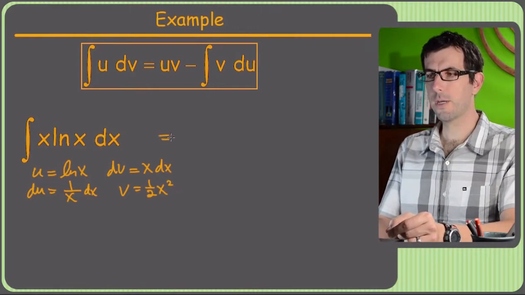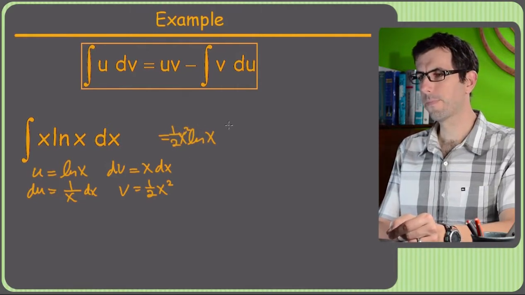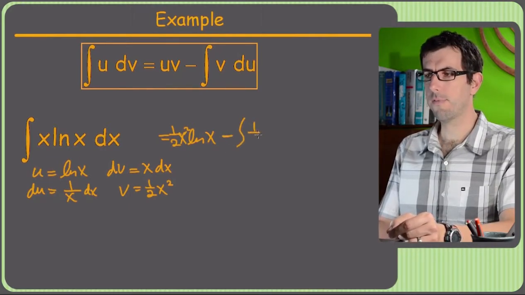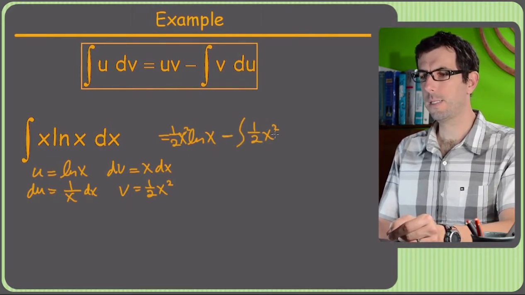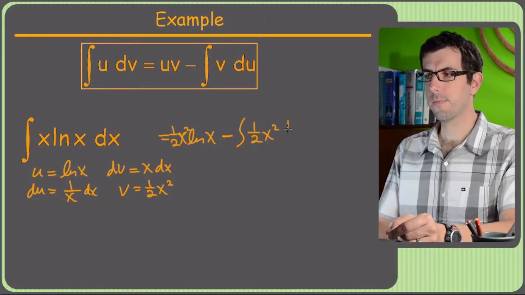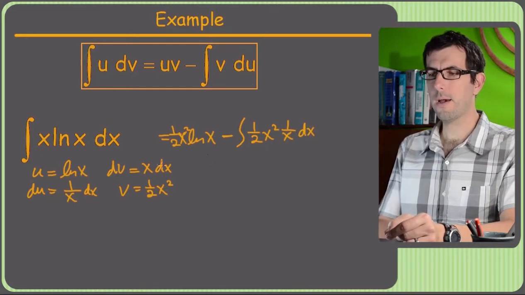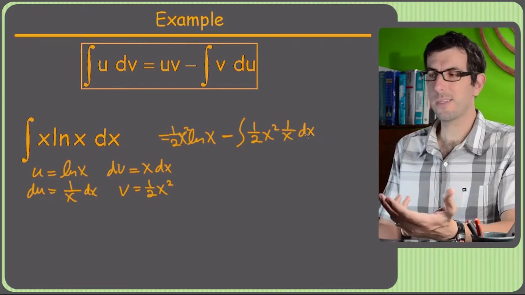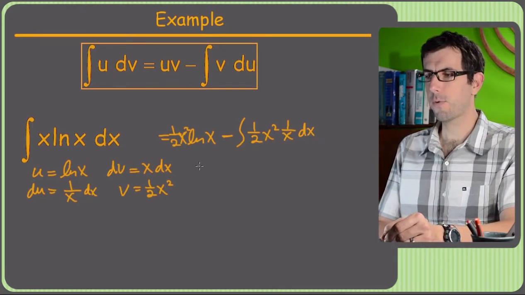Alright, so now we're just going to plug and chug. u times v, which is 1/2 x squared ln of x, minus the integral of v, which is 1/2 x squared, times du, which is 1 over x dx. Alright, so you can see how that paid off. There are no natural logs in this integral, which means it's now easy to integrate this thing. It's just a basic power rule.